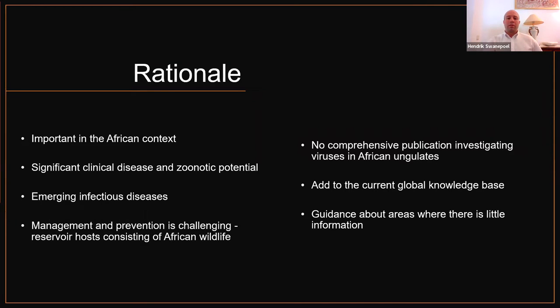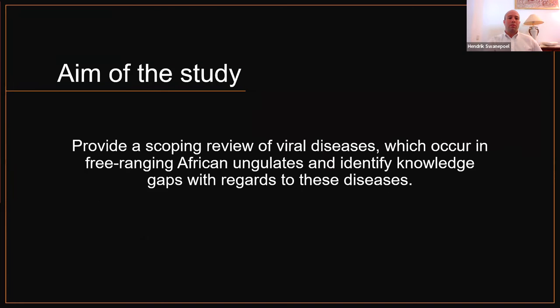The aim of the research study was to provide a scoping review of viral diseases which occur in free-ranging African ungulates and identify knowledge gaps with regards to these diseases.